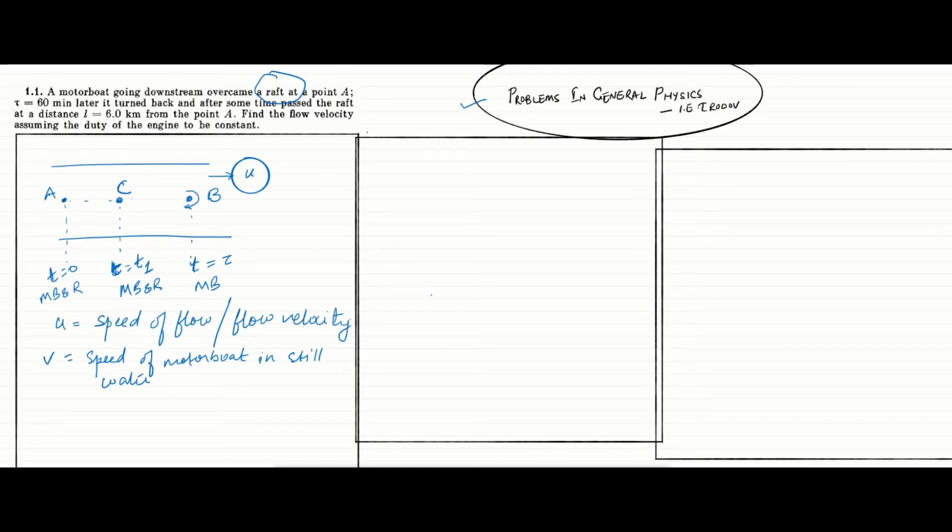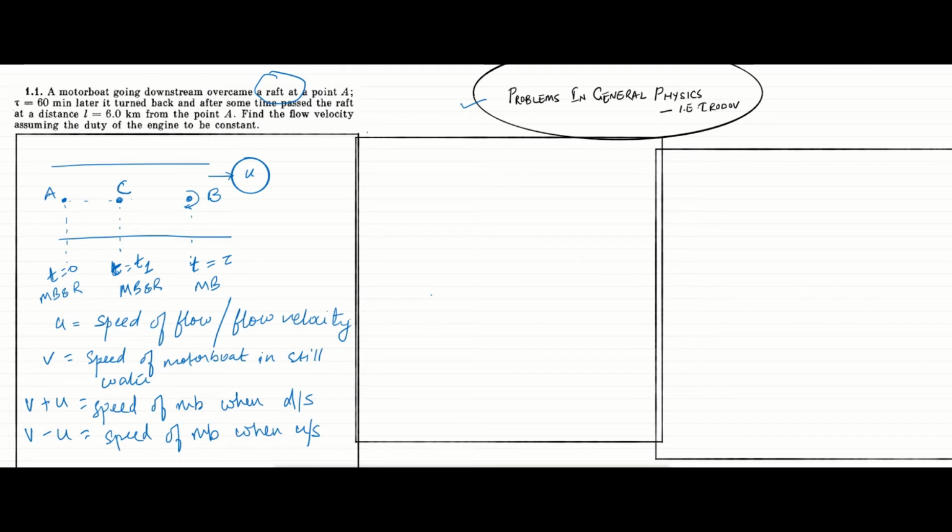What that means is the engine is applying, in simplistic terms, equal force or equal push to the motorboat. So in still water, if it is moving at v, even in flowing water the engine will give the same push to the boat, and since the stream itself is moving, the speed of the motorboat will increase by the speed of the stream. So v plus u is the speed of the motorboat when moving downstream, and when moving against the stream, the speed will decrease because the stream will try to push it backwards. So v minus u is the speed of the motorboat when moving upstream.